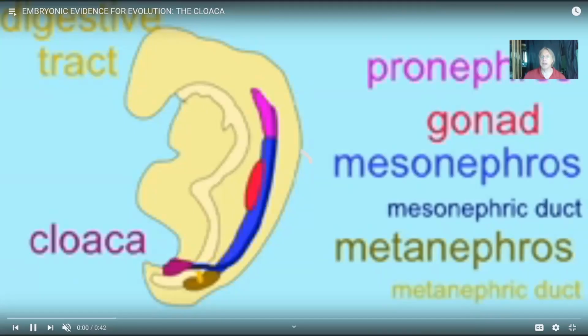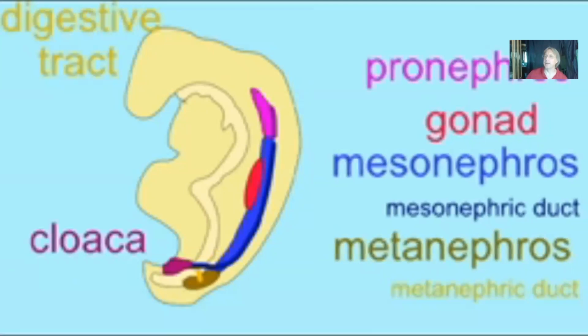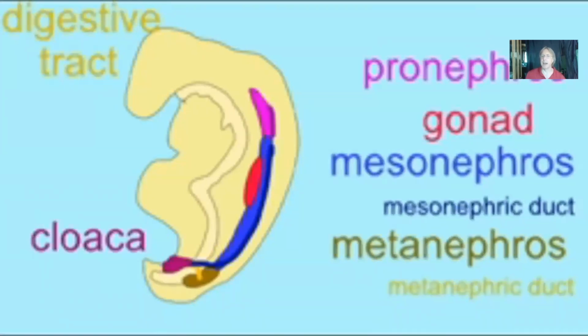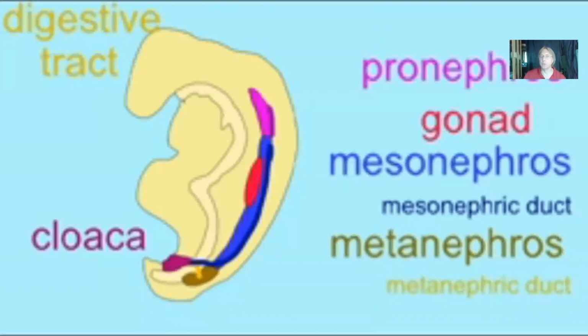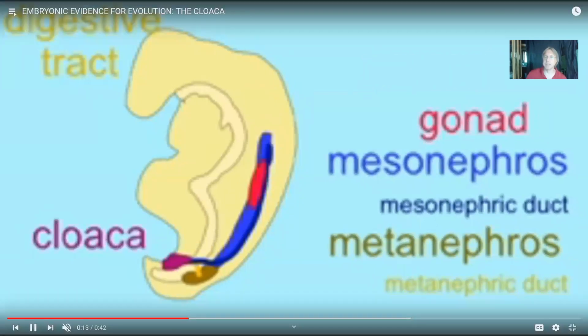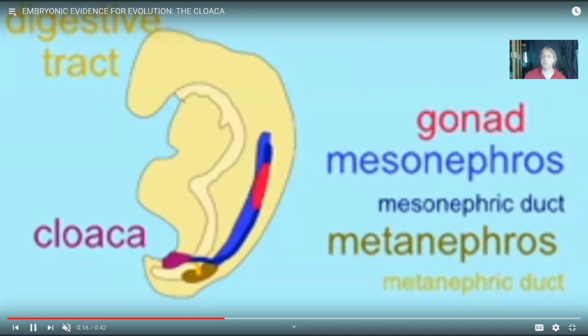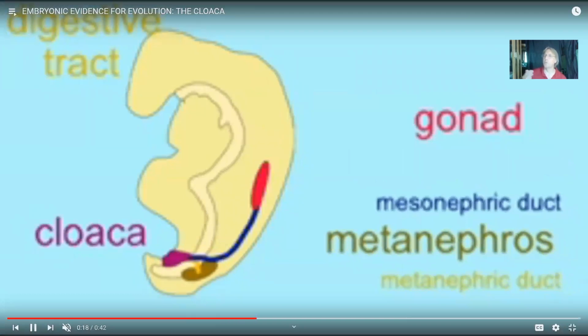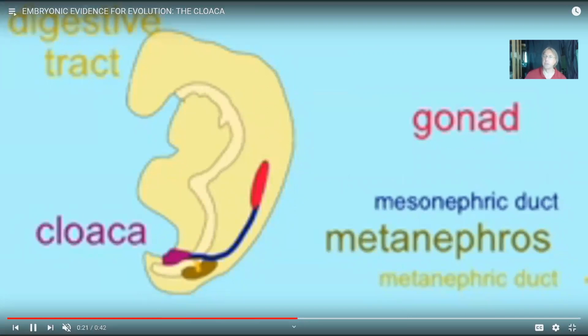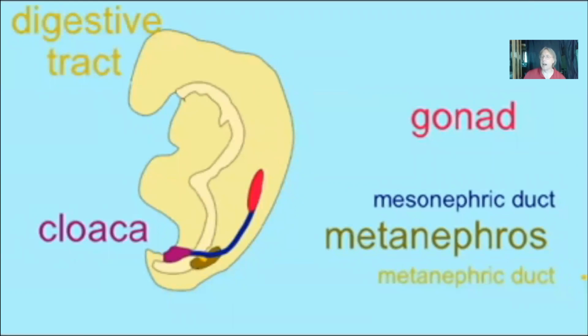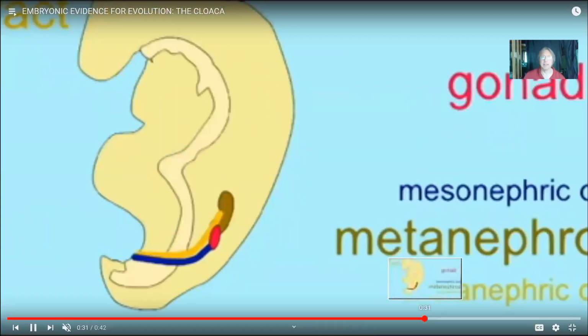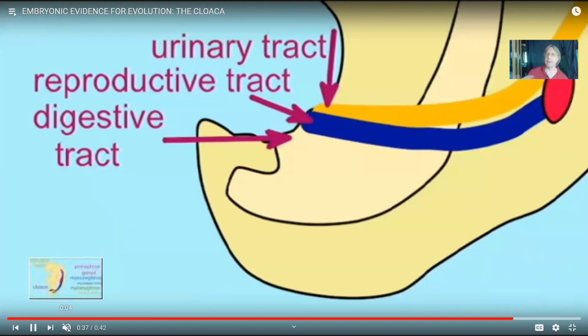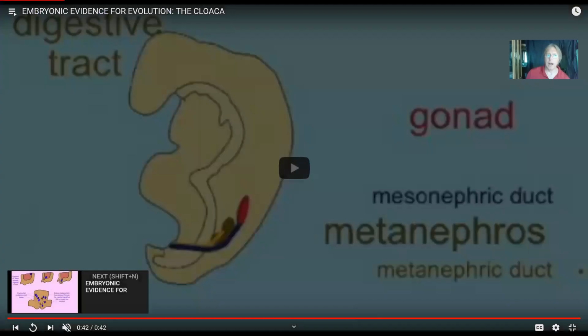one finds a structure known as the cloaca. The cloaca here in purple is the shared region for the large intestine to empty. In other words, it includes the anus. It includes the urethra, which is how the urinary system empties. And then in females, it would include the vagina as well. So this is the shared opening for the digestive, urinary, and reproductive tracts. Now, obviously, we have separate openings, but we begin with that which we associate with other animals. And we could go on and on.